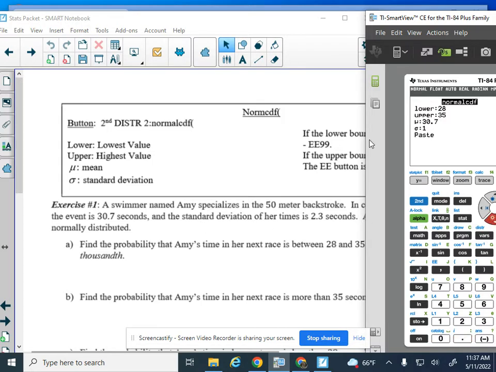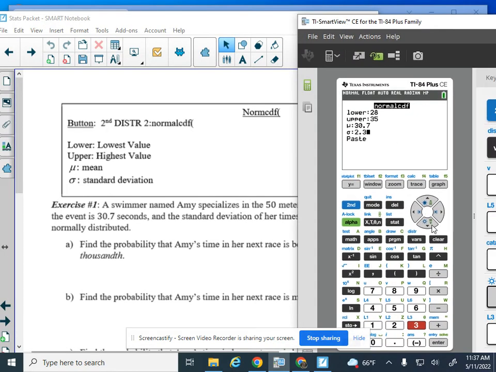And the standard deviation, so this is another symbol for standard deviation. It specifically is for population standard deviation. So we're going to put the standard deviation of 2.3 right there. And I will have notes for this. We're just looking through one time. So once I get that, I press enter.